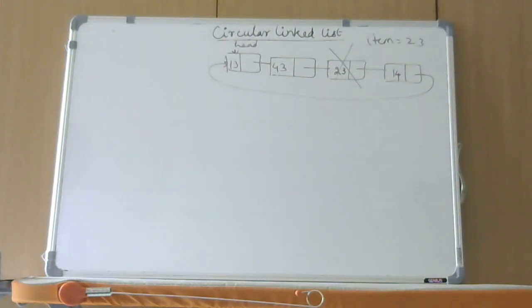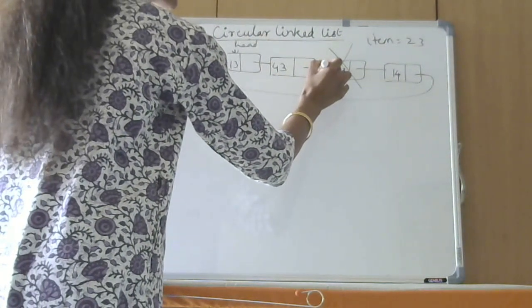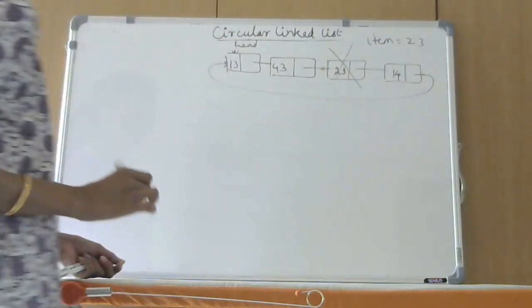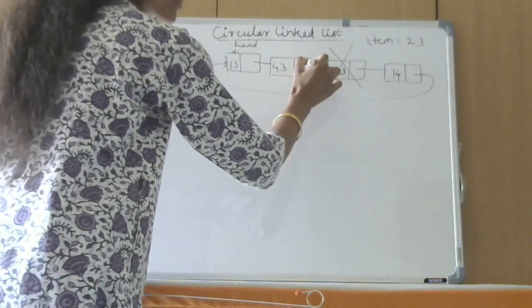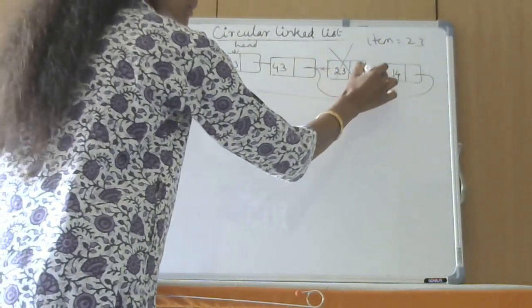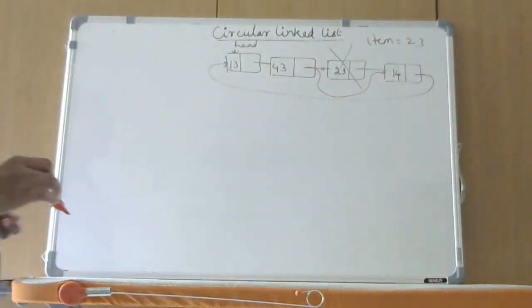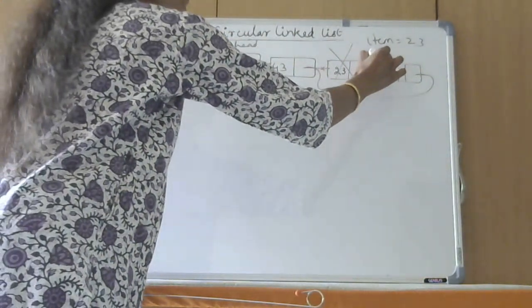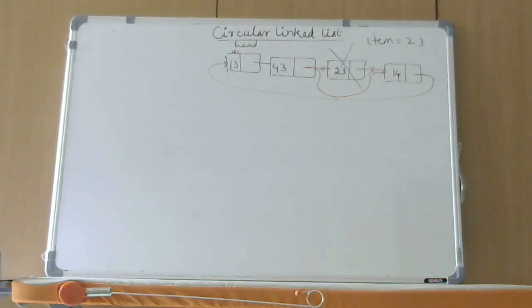Now, if you want to delete this, what will happen? There will be some changes. This link will go. What will happen to this link? Next of 43 will come to this. This link will also go. These are the changes that you have to make.